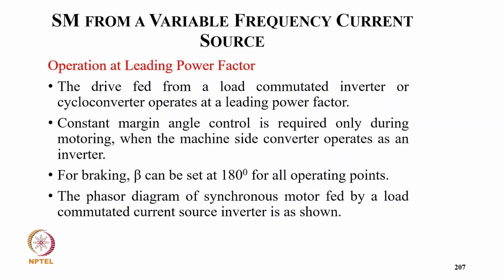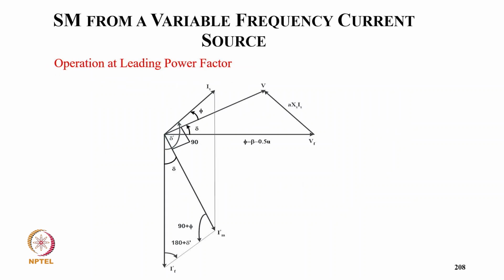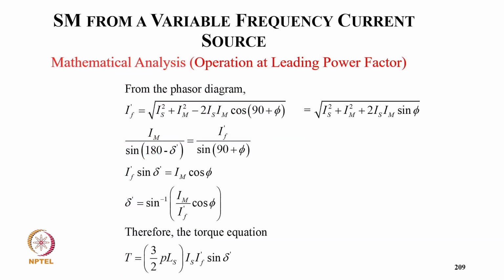For all operating points, the phasor diagram of a synchronous motor fed by a load commutated current source inverter is shown here. You can clearly see that it operates at leading power factor. From the phasor diagram, the mathematical analysis is: If' equals square root of Is squared plus Im squared minus 2 Is Im cos(90 plus mu), which equals square root of Is squared plus Im squared plus 2 Is Im sin phi. From Im over sin(180 minus delta') equals If' over sin(90 plus phi), we get If' sin delta' equals Im cos phi, and delta' equals sin inverse of Im over If' cos phi.